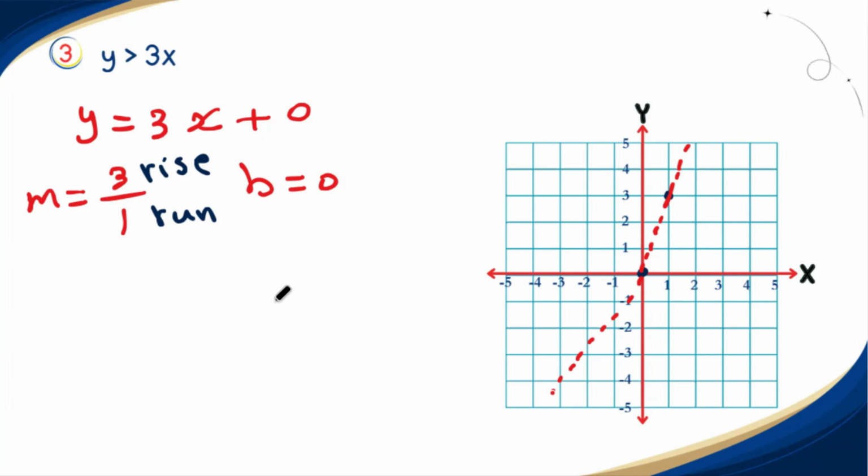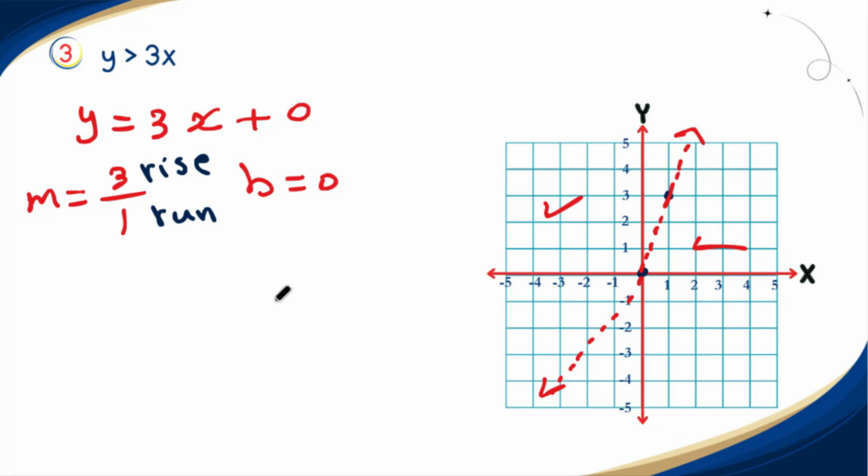Okay, now which region should we shade? We should use a test point. Can we use (0, 0)? No. Why can't we use (0, 0) now? Because (0, 0) is on the line. We can't use it. Like we said, we should use any point from the region below the line or above the line.